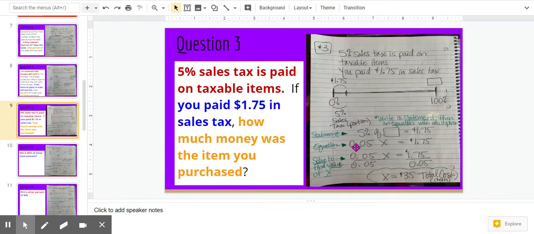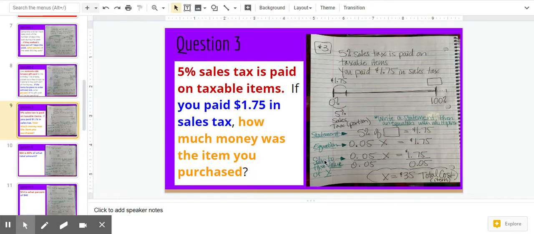I'm going to write my statement first. I've labeled on the left here, statement. 5% of some amount, I don't know what it is, equals $1.75. 5% is representing the $1.75. And it's 5% of what that will get me there. From that, I'm going to write an equation.